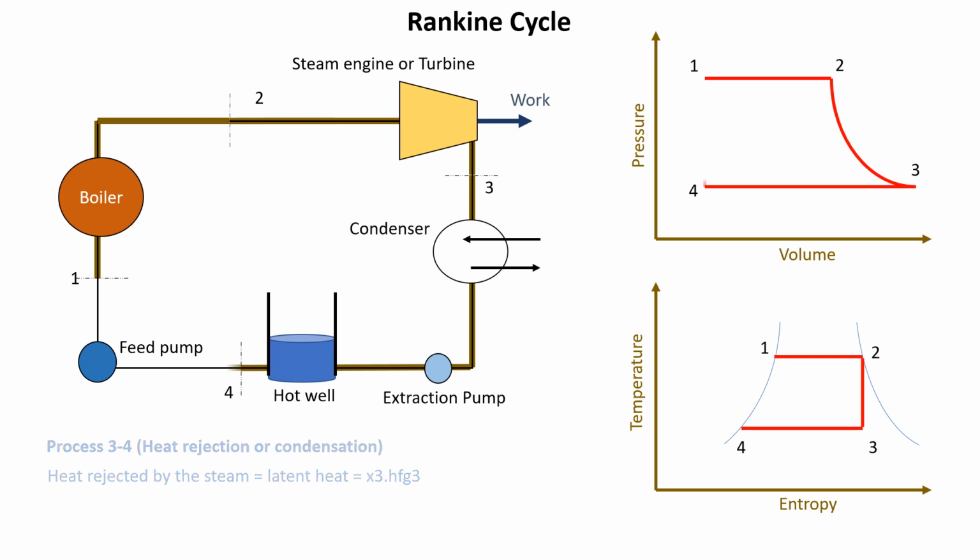And the process 4 to 1 is the pump work. Here the pump increases the pressure of the fluid up to the boiler working pressure. You can see the pressure is increased from P4 to P1. There is sensible heating or warming of water from point 4 to point 1.